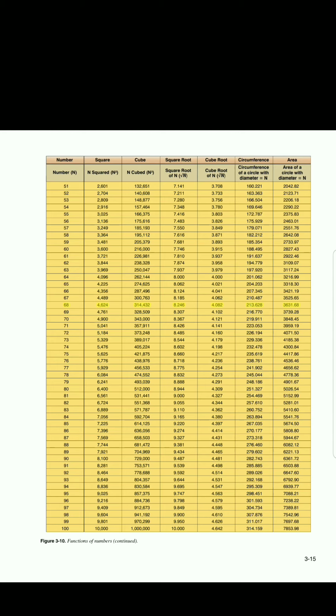314,432, 8.246, 4.082, 213,628, 3631.68. 69, 4,761, 328,509, 8.307, 4.102, 216,770, 3739.28. 70, 4,900, 343,000, 8.367, 4.121, 219,911, 3848.45. 71, 5,041, 357,911, 8.426, 4.141, 223,053, 3959.19. 72, 5,184, 373,248, 8.485, 4.160, 226,195, 4071.50. 73, 5,329, 389,017, 8.544, 4.179, 229,336, 4185.38.